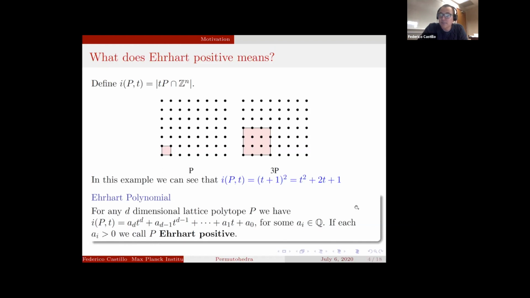We are going to call a polytope Ehrhart positive if its Ehrhart polynomial has positive coefficients. These coefficients may be negative. You can force some of them to be 0. One thing that is part of the statement is that a_d is not equal to 0. In other words, this polynomial has degree equal to the dimension of the polytope. So we call it positive if all of these coefficients, expanded in this naive basis of the powers of t, are positive.